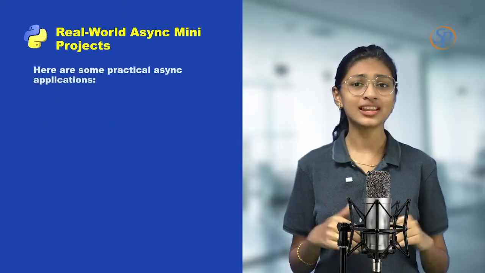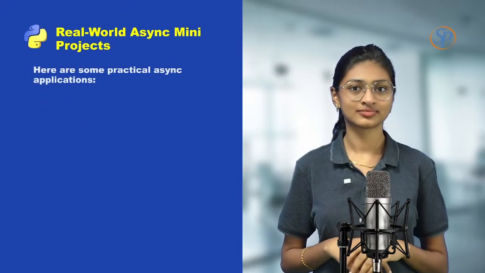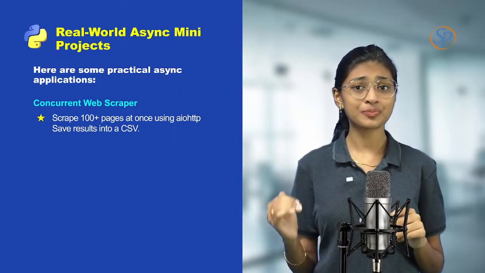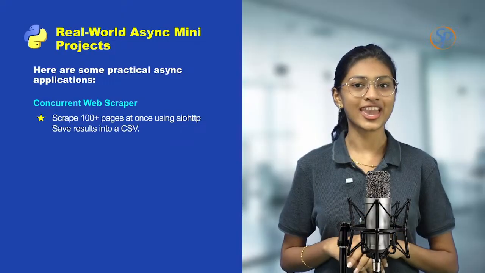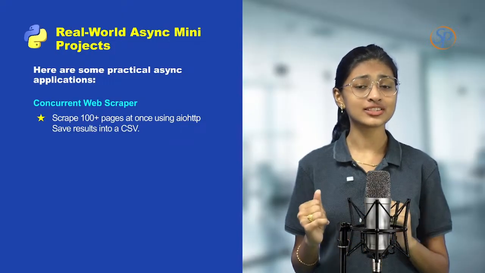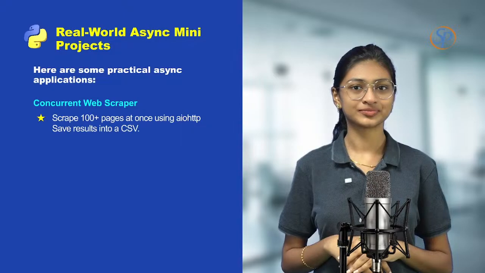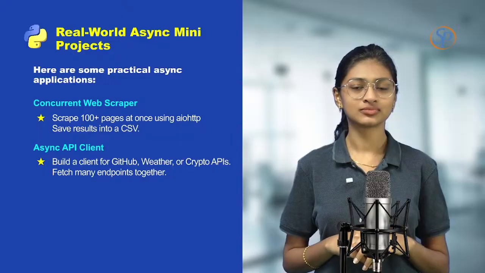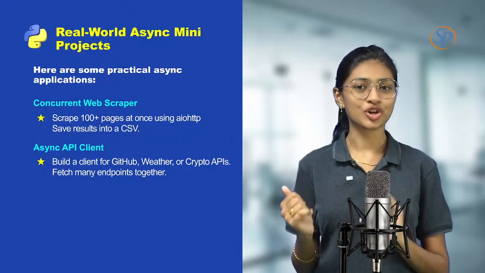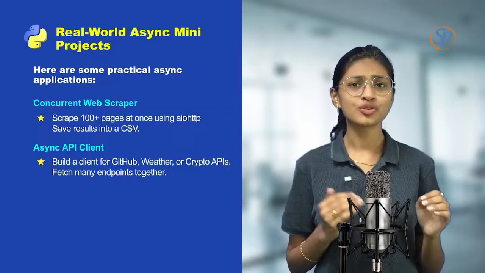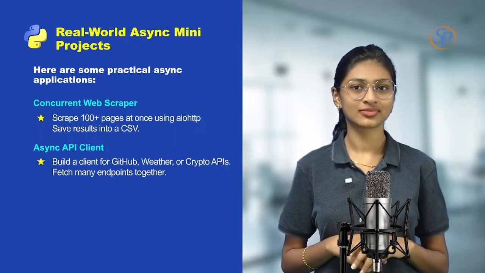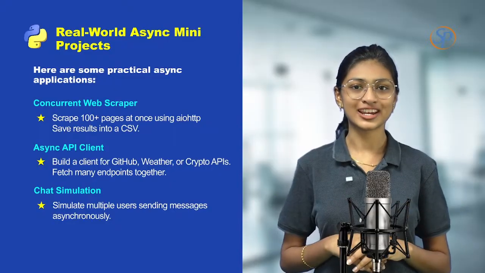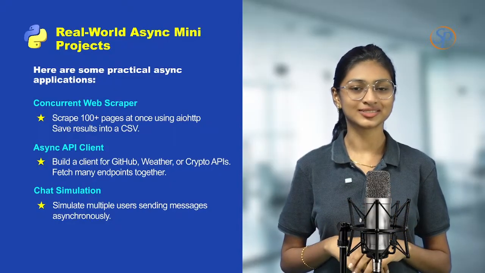Real-world async mini projects. Here are some practical async applications. Concurrent web scraper that scrapes 100 plus pages at once using aiohttp. Save results into a .csv. Async API client: build a client for GitHub, weather, or crypto APIs. Fetch many endpoints together. Chat simulation: simulate multiple users sending messages asynchronously.